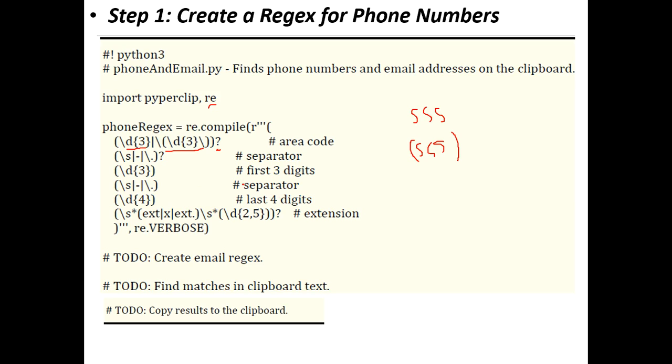So this is the first step. In the second step, we have to create a regular expression for the email ID. In the next step, we have to find all matches from the clipboard text. Finally, we have to copy the result into the clipboard. These are the next steps.